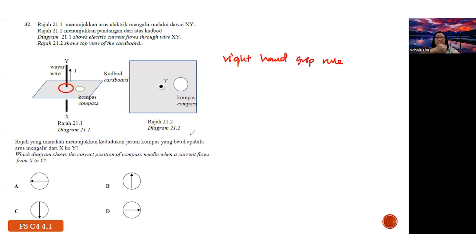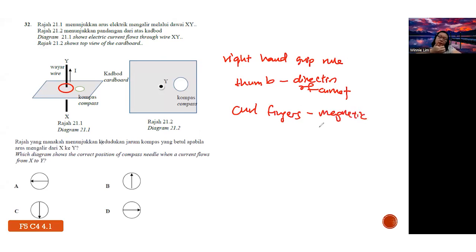So what is this right hand grip rule? The thumb is the direction of current, and then the curved fingers are the magnetic field direction. Now your current is up, right? So your thumb is pointing up, then you look at the top view. What happens to your curved fingers? They move anti-clockwise, right? So the compass will follow the field direction. You see the compass nearby on this side is pointing up.